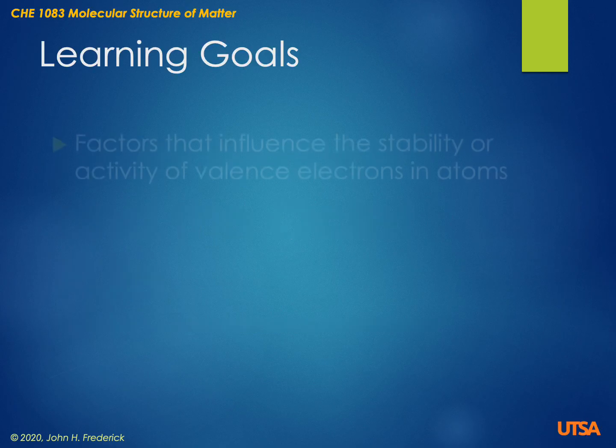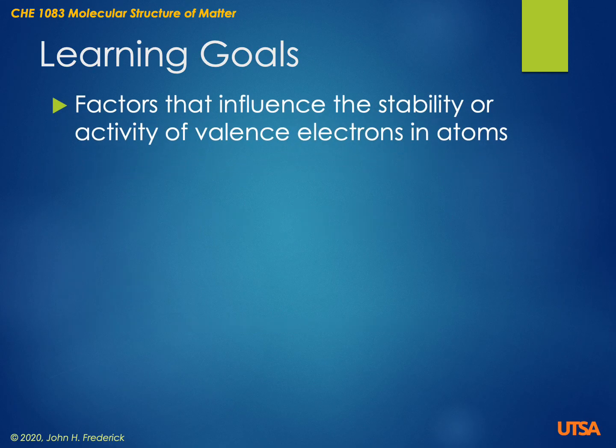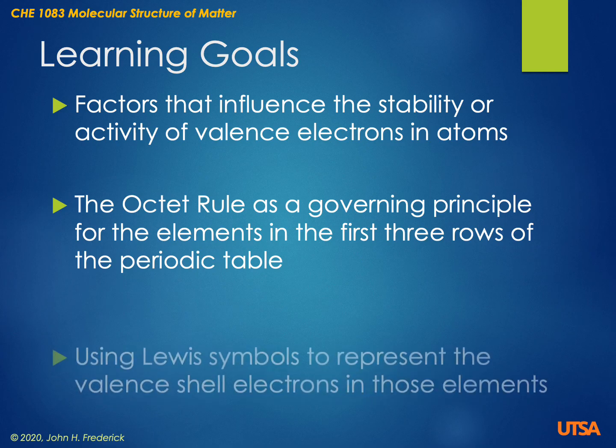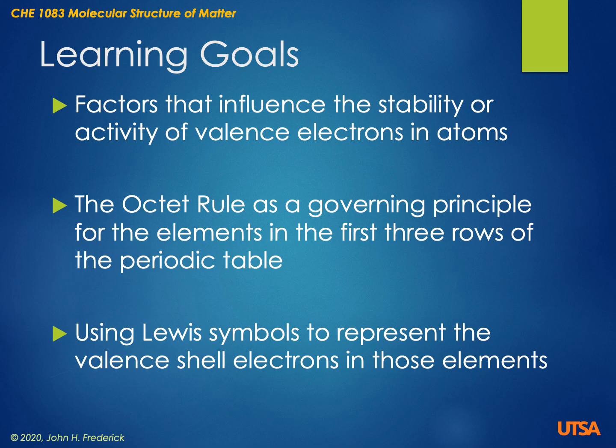Our learning goals are going to include factors that influence the stability of valence electrons or their activity in atoms. We're going to learn about the octet rule as a governing principle for elements. And we're going to use Lewis symbols to represent the valence electrons in these elements, because that's really where all of the important action is.